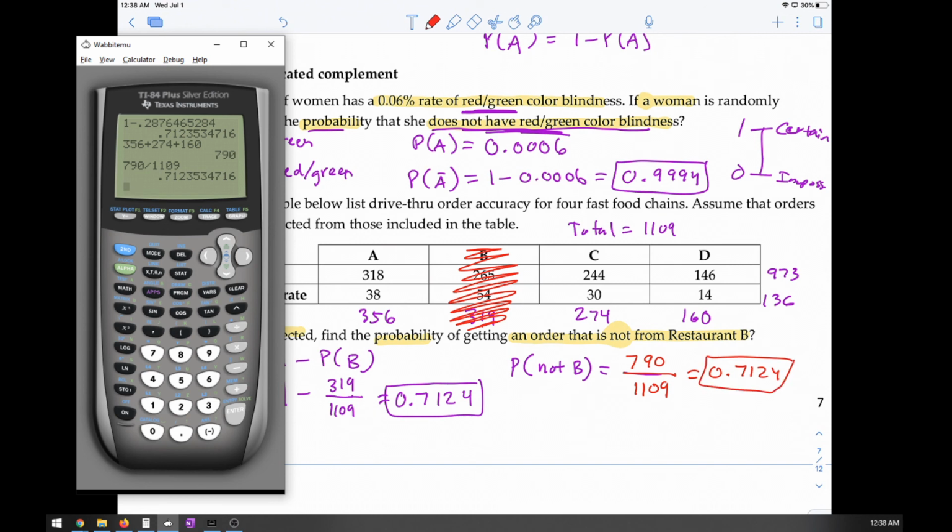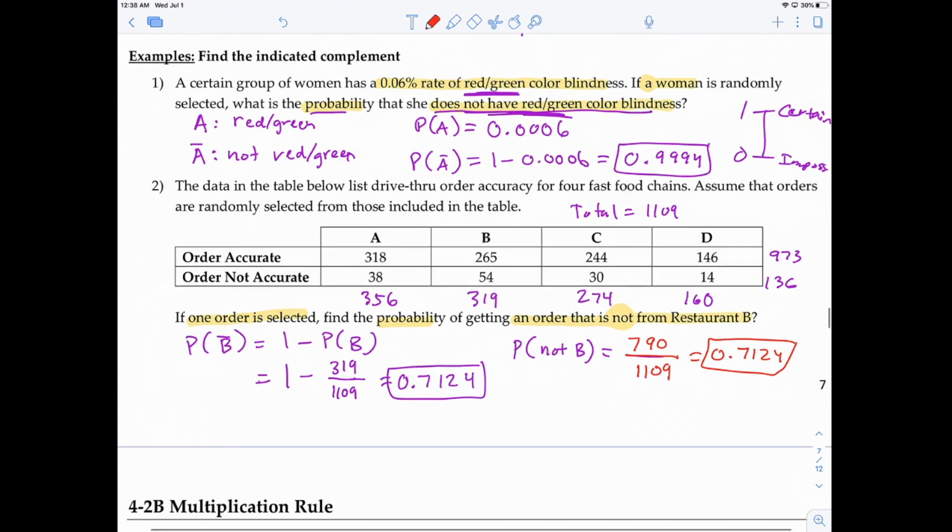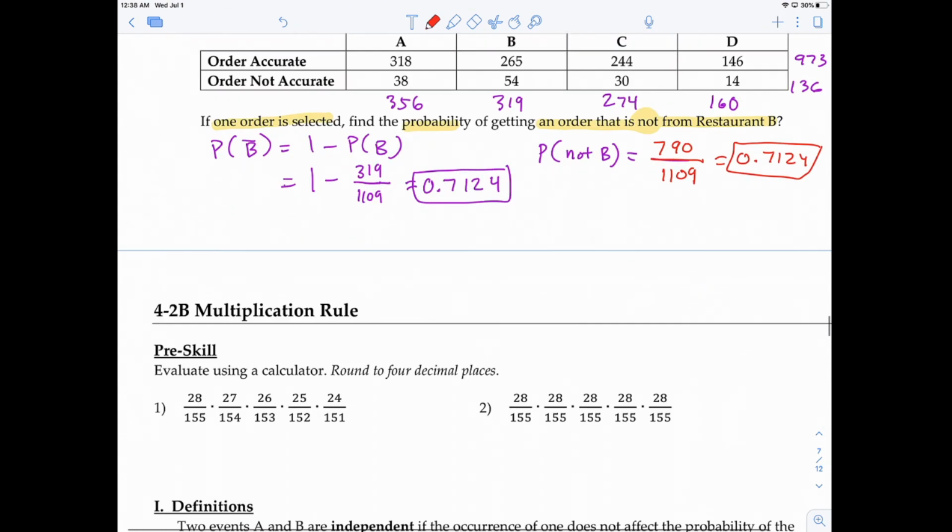For a problem like this, you can do it directly as opposed to using the complementary formula. But please get comfortable with using the complementary formulas, because later on there are problems where you can't do it directly. All right, so I'm going to end that video there. The next video is going to cover the multiplication rule.